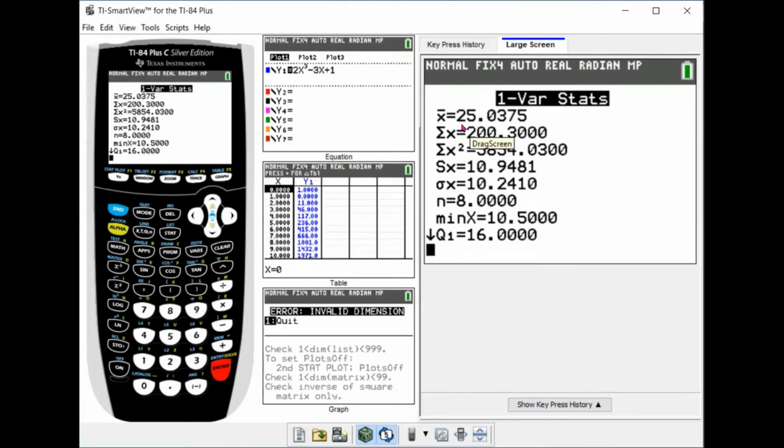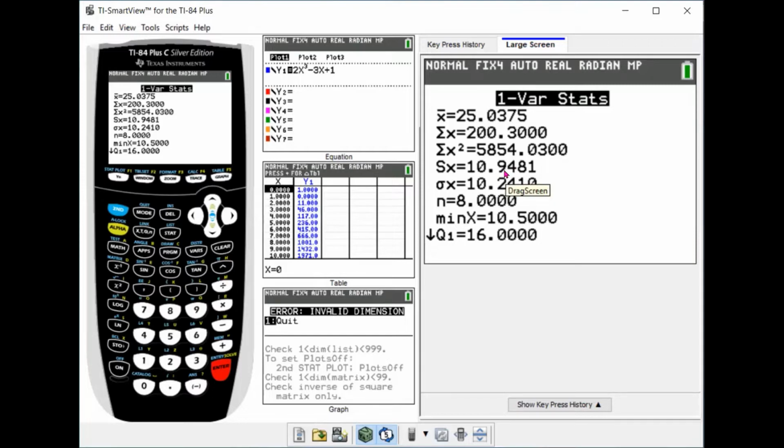We are asked to write up to 2 decimal places. So this will be 25.04. That will be your mean. 25.04 is the mean. Sample standard deviation denoted by S is here, which is this one. And when you want to write up to 2 decimal places, it will be 10.95.